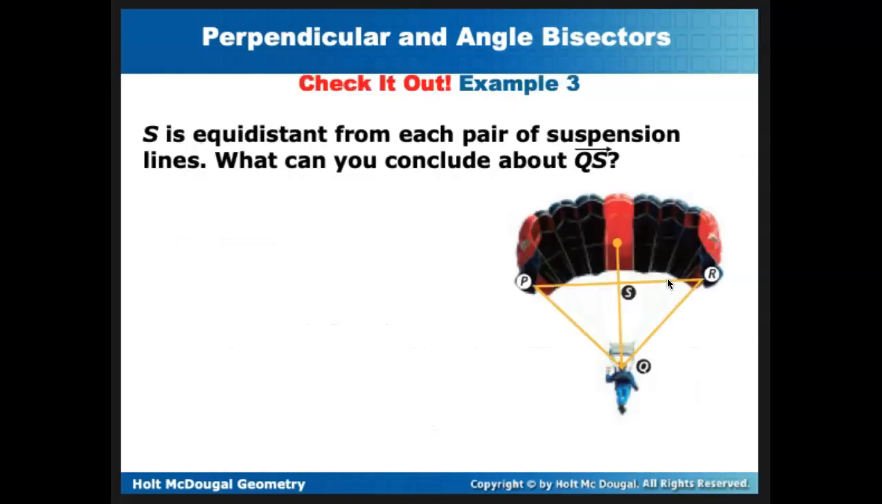Try this one. So our conclusion is QS bisects angle PQR. So this time they didn't ask you to show it, they just asked you what your conclusion was.